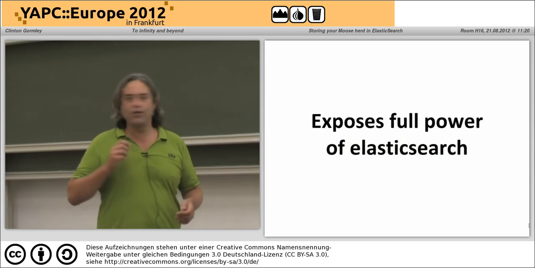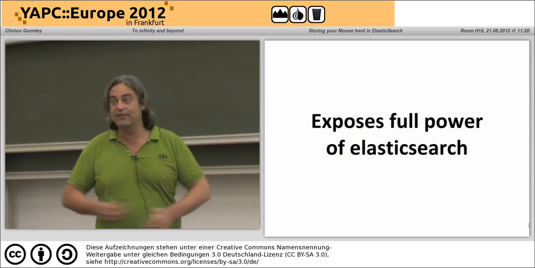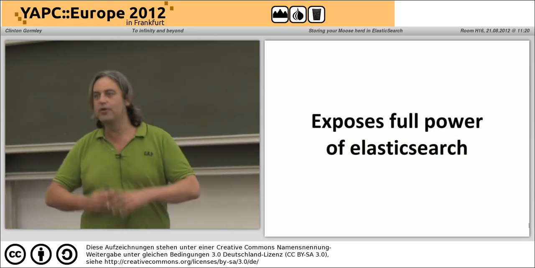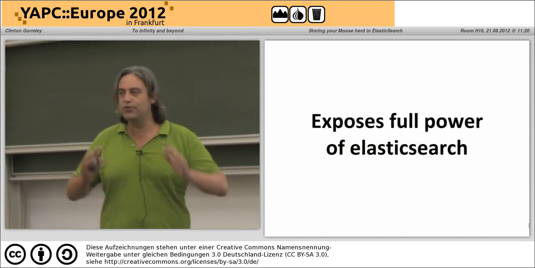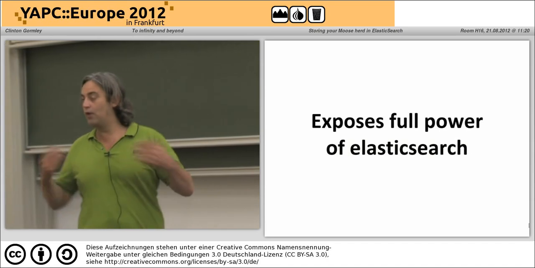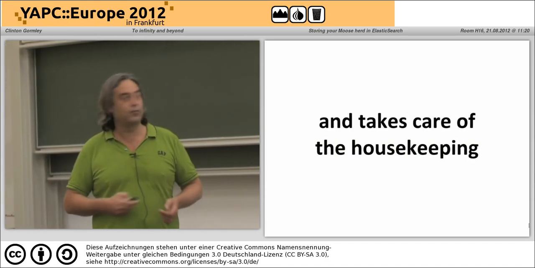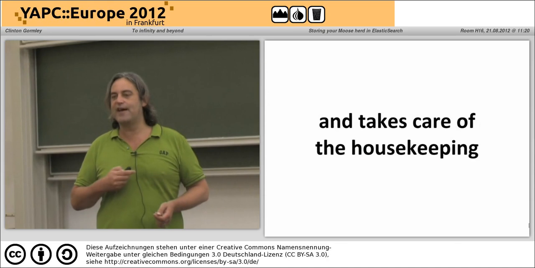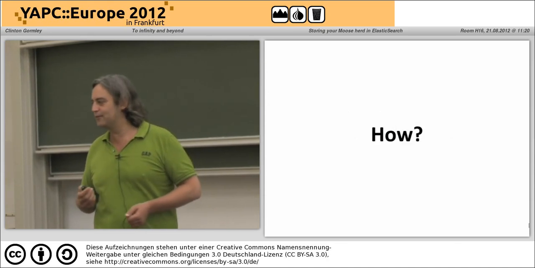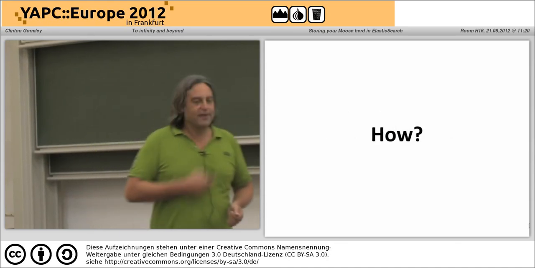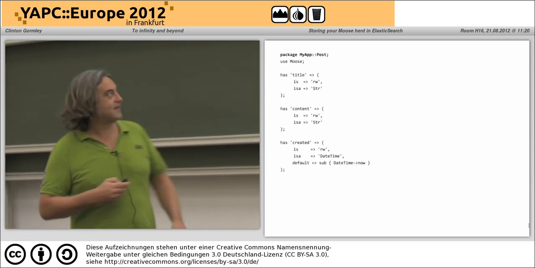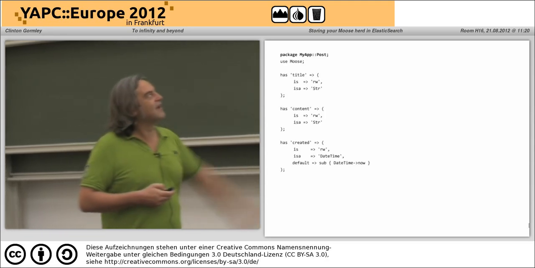The idea is that you can store and query your Moose objects in Elasticsearch. I'm trying not to cover up anything in Elasticsearch. It exposes the full power. Everything that Elasticsearch can do, you can do through the module or around the module, but without too much extra work. But it does take care of all the housekeeping for you, the annoying stuff that we'd rather forget about. So how do we go about using it? Let's start with a simple blog post.